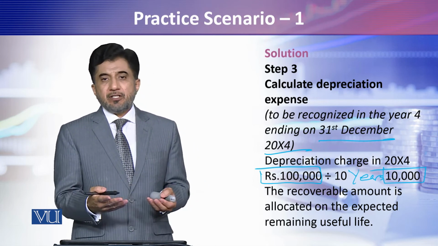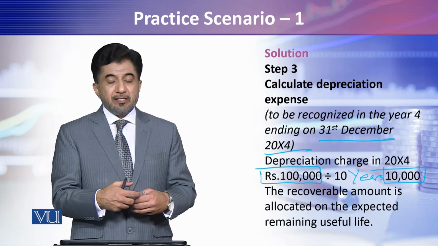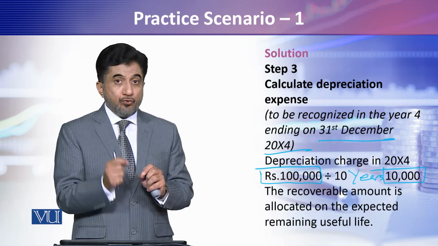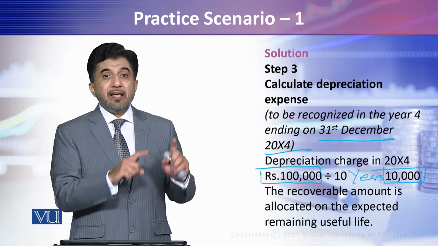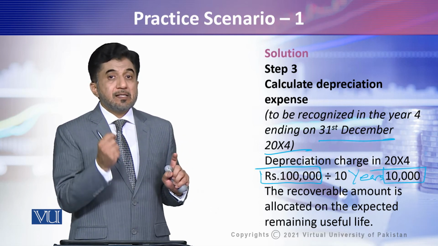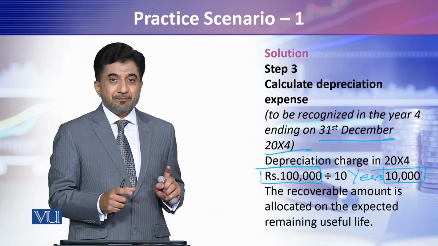Now the accounting entry of this depreciation is depreciation expense debit and accumulated depreciation credit, this you all know very well. What I focused on in this scenario to teach you is how an impaired asset has to be subsequently depreciated. And I trust you have learned it very well. Thank you.